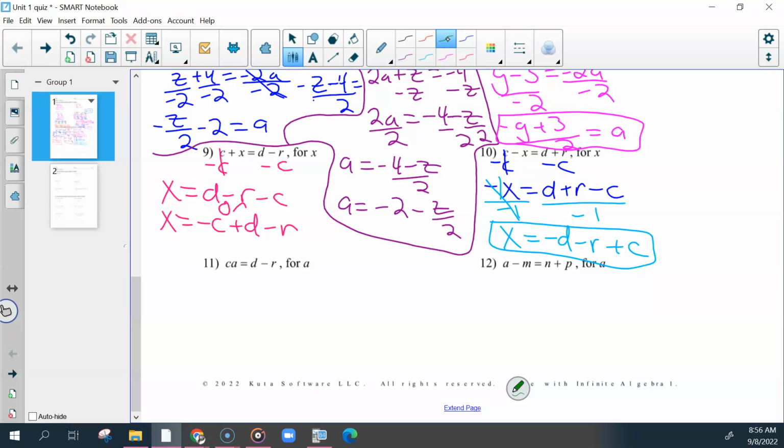For 11, to get a by itself, you needed to get rid of c. You would have divided both sides by c to do that. So these c's would have gone away, and then a equals d minus r over c. Questions on that one?